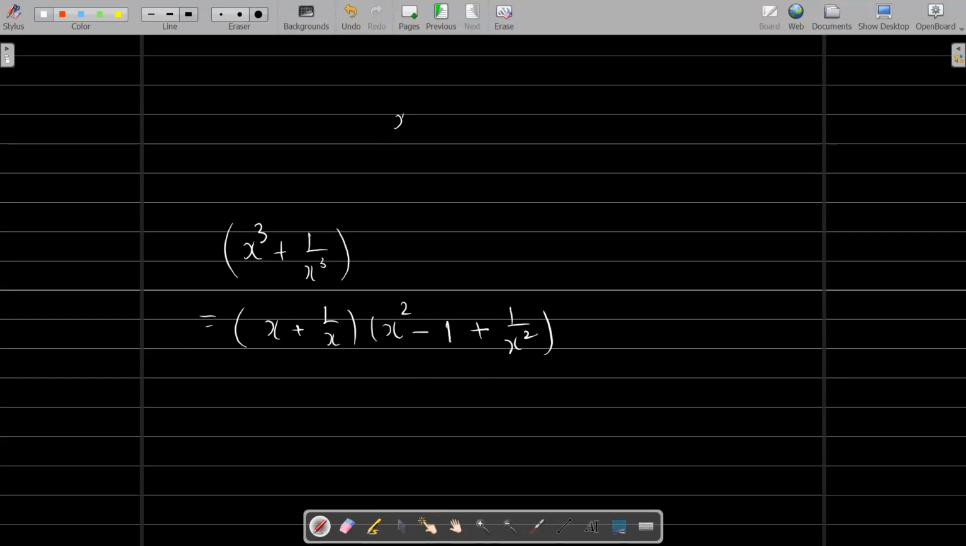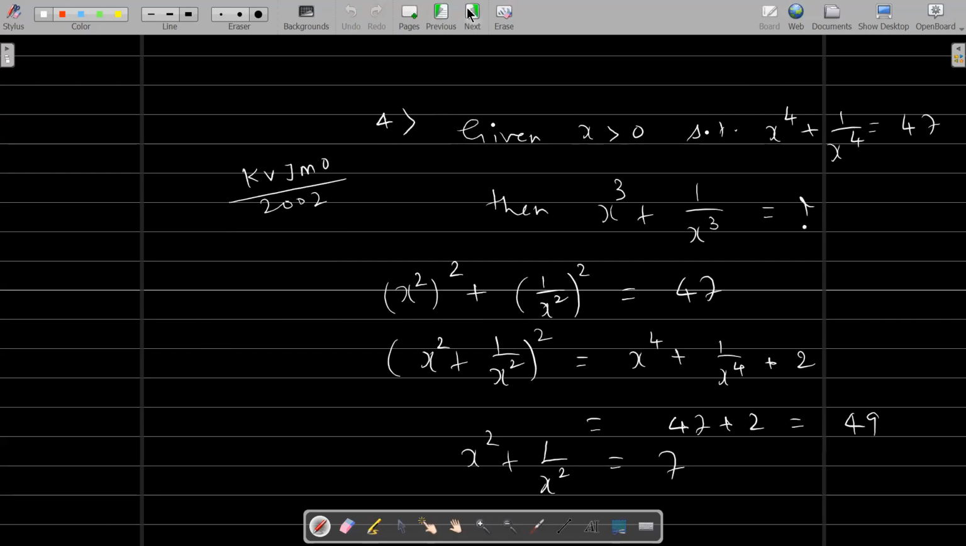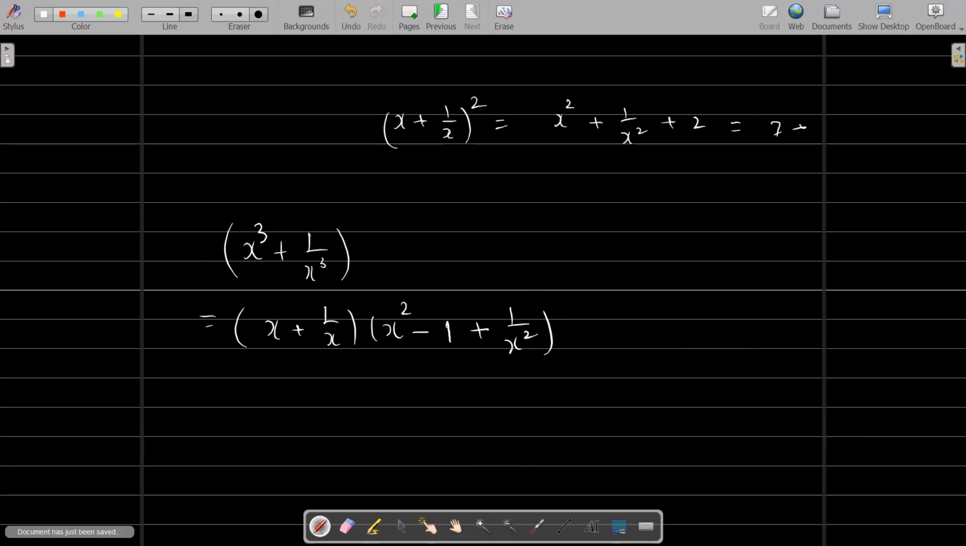Once again, x plus 1 by x the whole square is x square plus 1 by x square plus 2 times x into 1 by x. They cancel with each other. And this turns out to be how much? 7, right? So this turns out to be 7 plus 2, 9. So which means x plus 1 by x is going to be positive. So this is basically 3 since x is positive, right? Otherwise, there are two choices, 3 or minus 3.